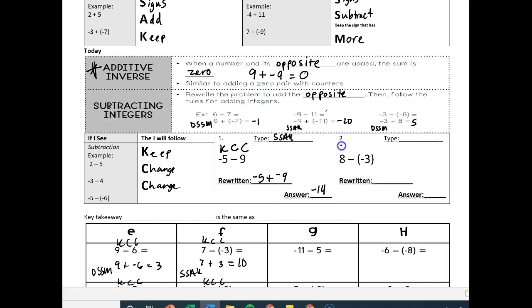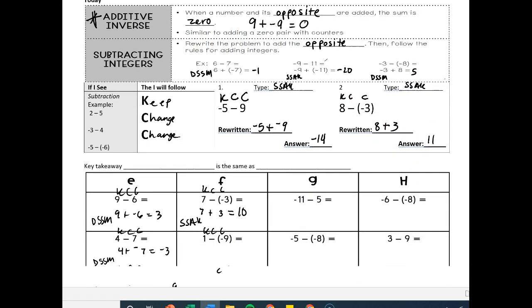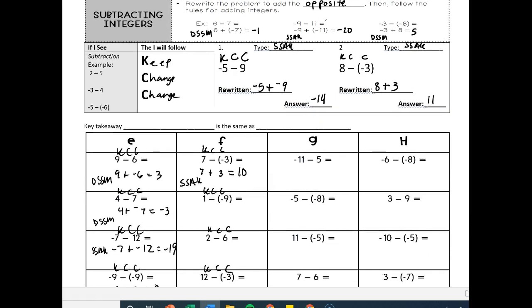All right, next one. Keep the first number, change subtraction, change the second number to its opposite. So it becomes 8 plus 3. Negative 3 becomes a positive 3. So again, that's an SSAK problem, and you get positive 11. It's not always going to be an SSAK problem, but that's how it works out here.